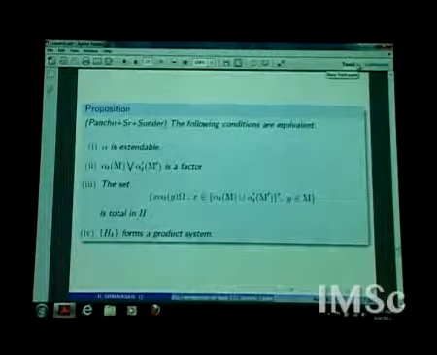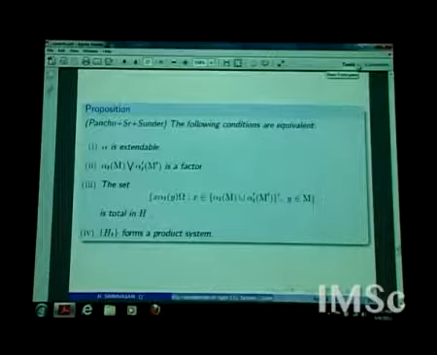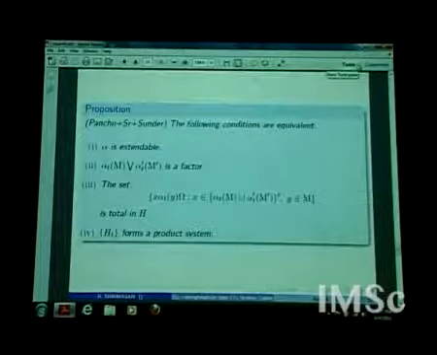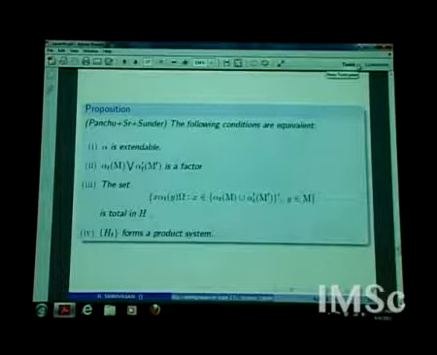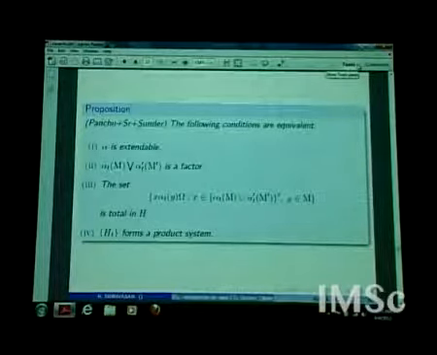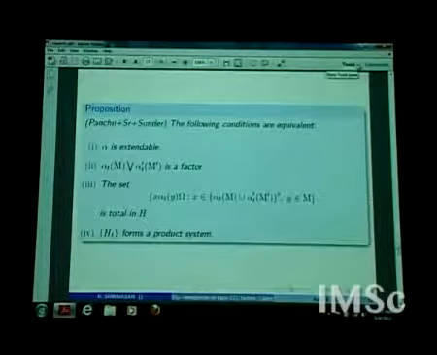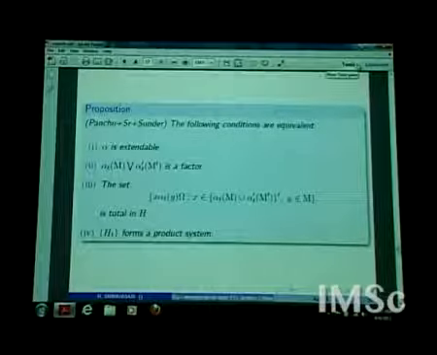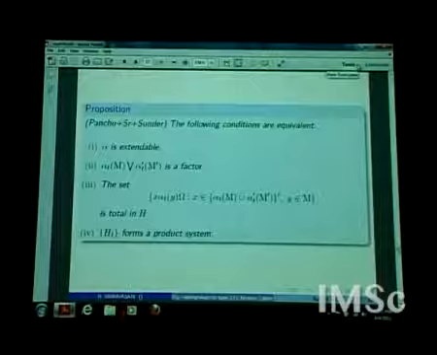So, here is this condition. We talked about extendability. Extendability means we have alpha on M, so then we can define an alpha prime on M prime. Then this alpha prime can be extended to something on the whole of B of H. If there is an E0 semigroup on the whole of B of H, which restricts to alpha and alpha prime on M and M prime respectively, this is the equivalent condition for extendability.